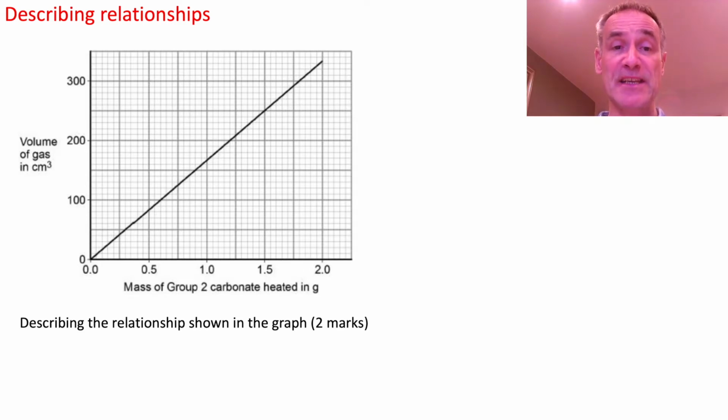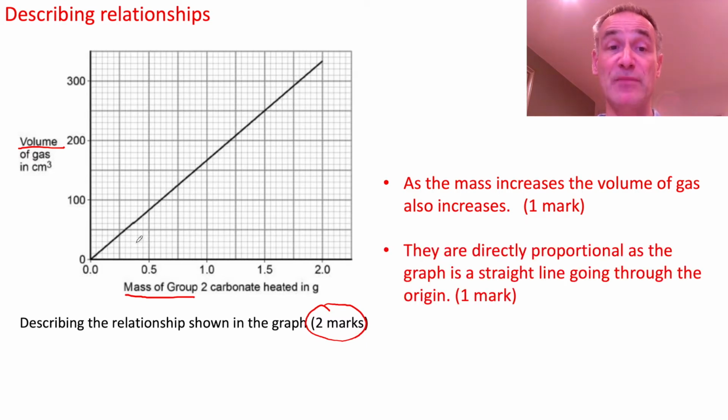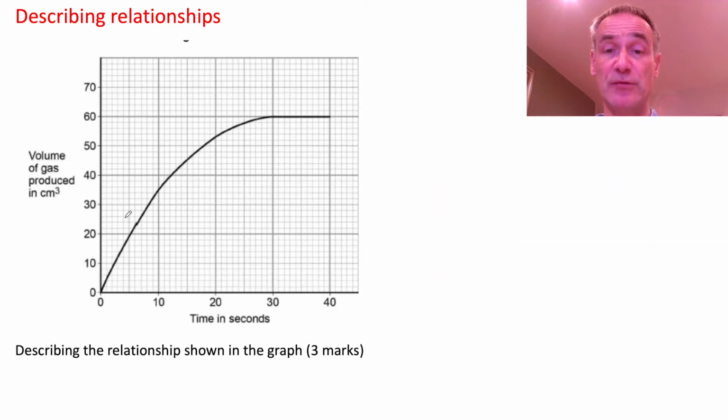It's pretty easy to do this as long as you make sure that you remember to look at your graph and use the words that are on the x and the y-axis and just say, as the mass increases, then the volume increases. Now that's worth 1 mark, and in most describing questions it's worth 2. So you have to talk about the shape, and of course it's a straight line going to the origin, which means it's directly proportional. As you double one thing, the other one doubles.